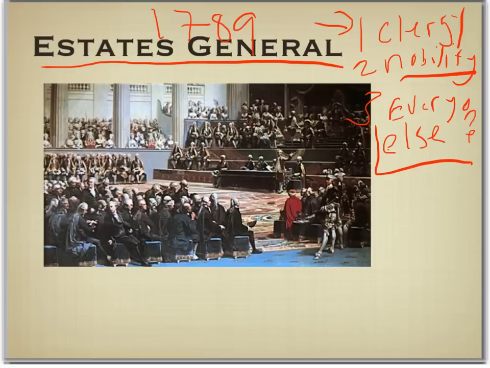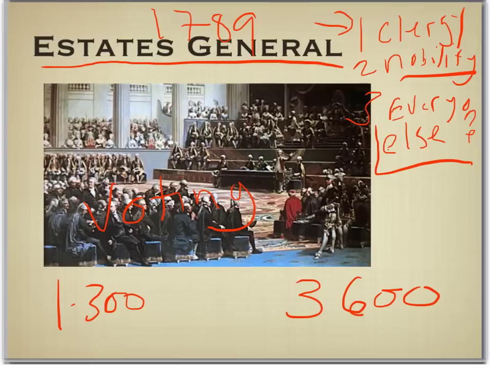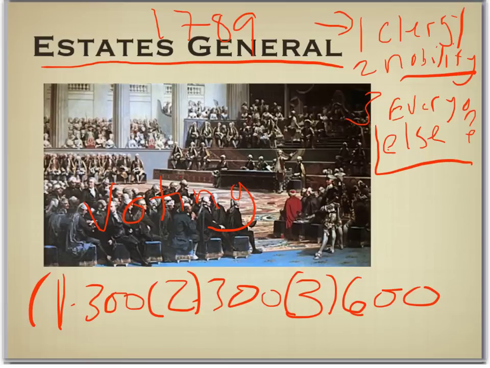Now, the first disputes in this Estates General that is eventually going to cause a revolution start because of voting issues. How are the estates going to vote? Now, how this works out is Louis has allowed the third estate to have 600 representatives, while the first estate only has 300 and the second estate only has 300. And Louis sees this as a way to show that he realizes that the third estate is truly the majority of the population.